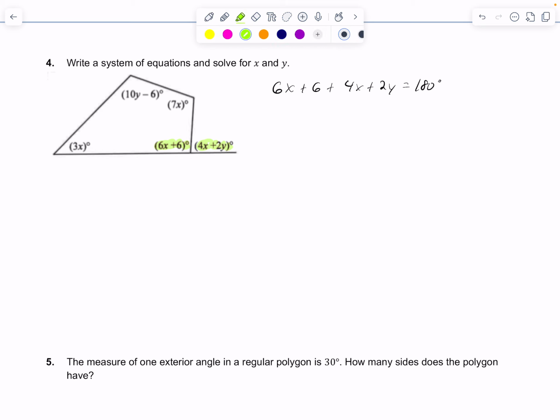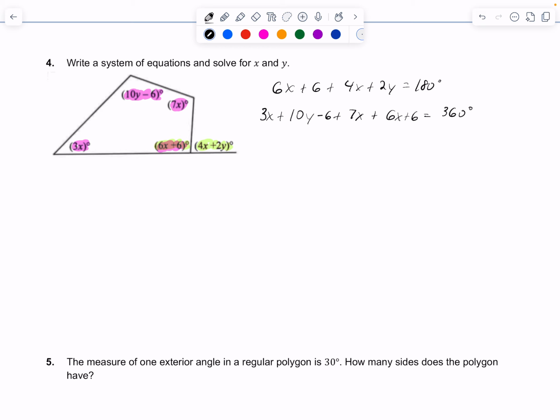Then I notice that we have a quadrilateral here with 4 sides. So this one will all add up to 360. So 3x plus 10y minus 6 plus 7x plus 6x plus 6 equals 360.